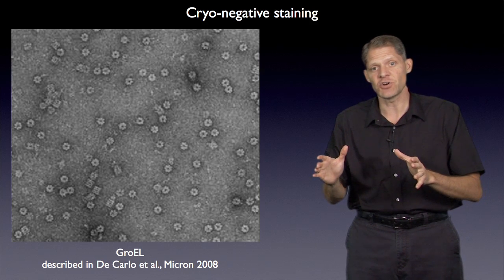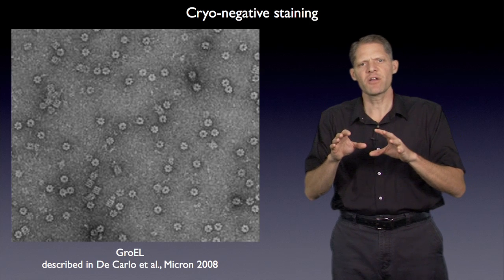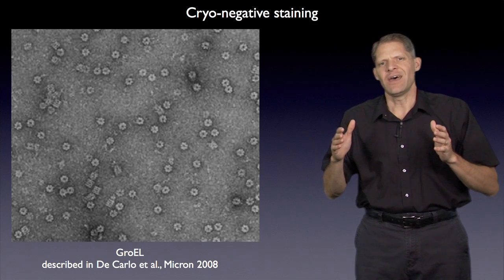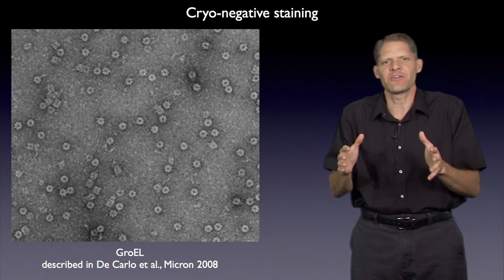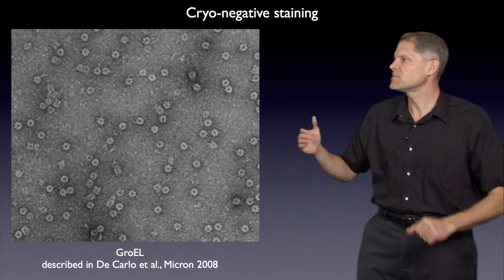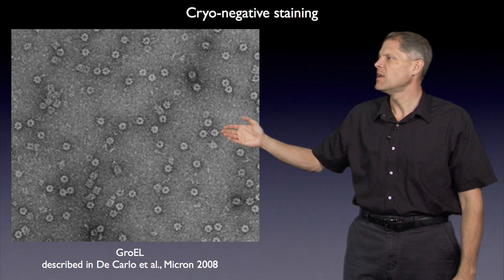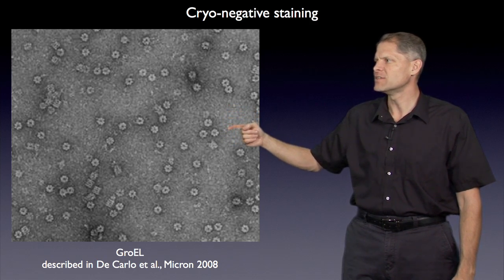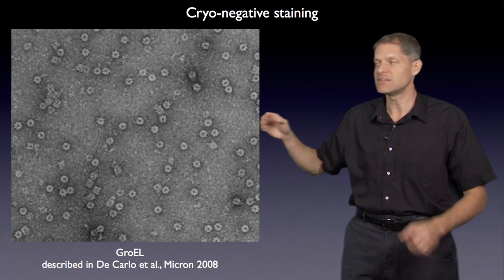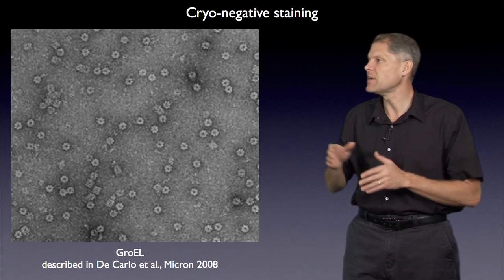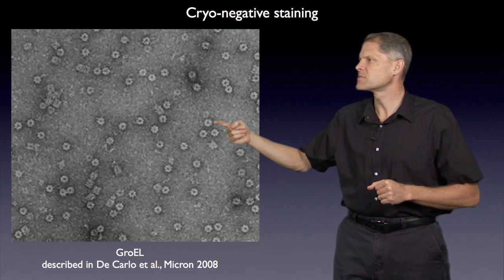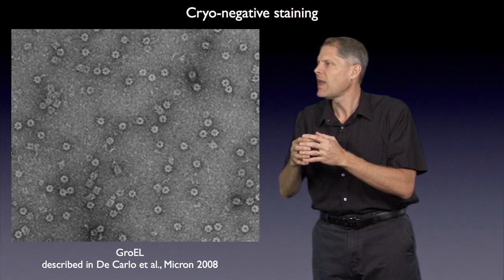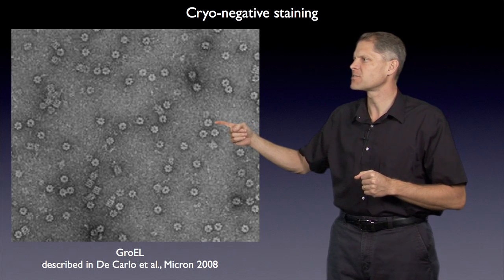Instead of being allowed to dry, the particles are embedded or dissolved in an electron-dense, highly scattering buffer. Here's a picture of GroEL particles cryo-negatively stained. You see the background is again dark because it's full of ammonium molybdate and scattering electrons strongly, and the protein particles are cavities in that dense solution, so they appear whiter because the electrons are passing through there.